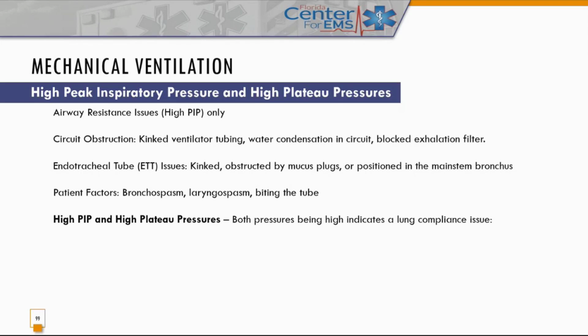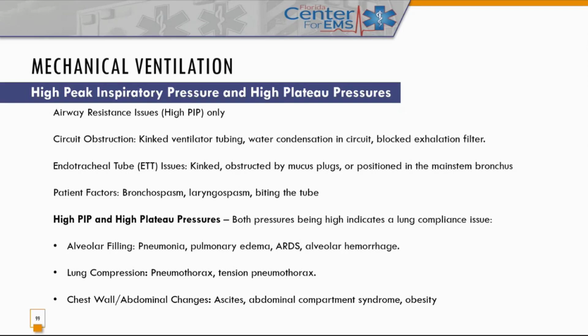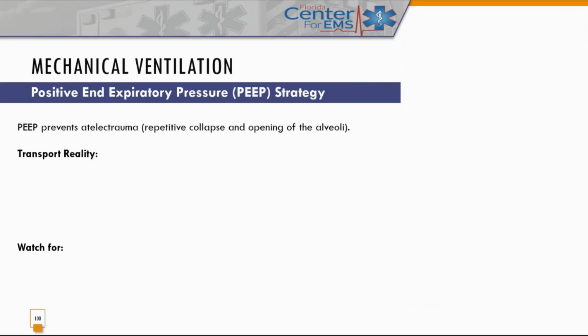So the high peak inspiratory pressure or plateau pressure indicates a lung compliance problem. They've got stiff lungs. They could be in heart failure. They could have pulmonary fibrosis. They can have all kinds of problems that make your lungs stiff. And so those pressures are going to have to be high, even though they can be a little bit more dangerous. So that mentions some of those.